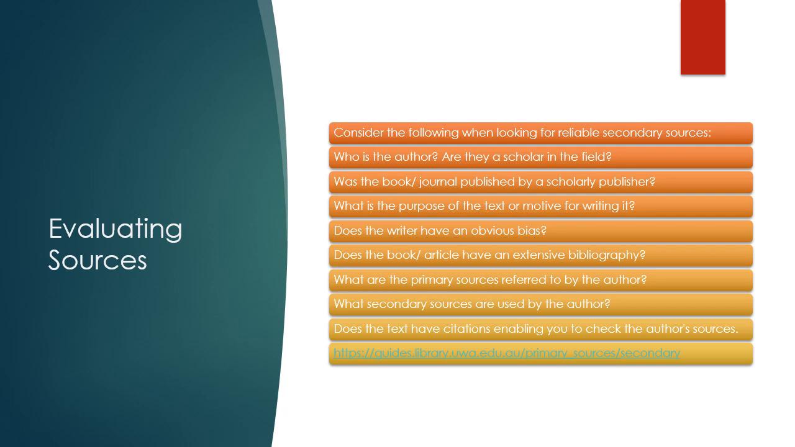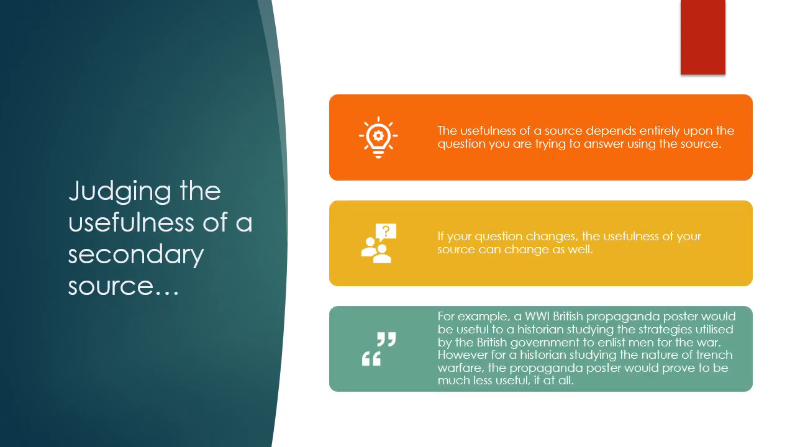What secondary sources are used by the author? What other secondary sources does the author rely on? Is it just their own opinion on the primary source, or are they also relying on the opinions of others? Does the text have citations enabling you to check the author's sources? Are they very vague in referring to other authors they've read, or have they clearly outlined exactly where you can get the information from so you can see for yourself? All of these things make a difference, and they will help you discover whether a source is reliable and trustworthy.